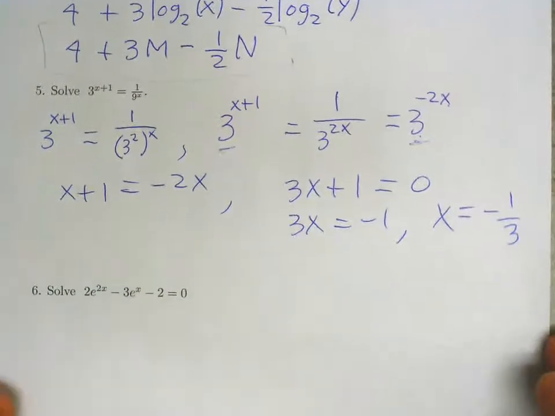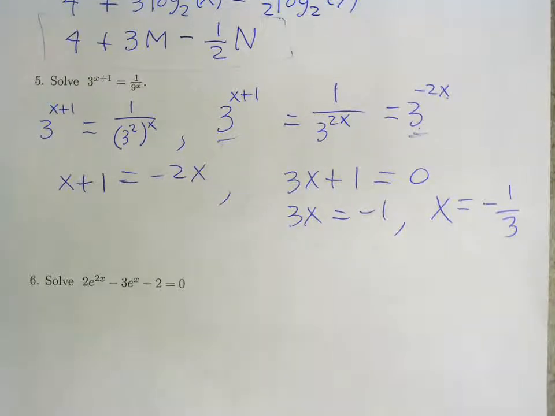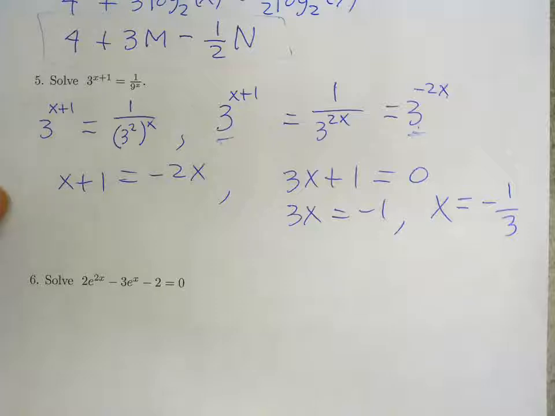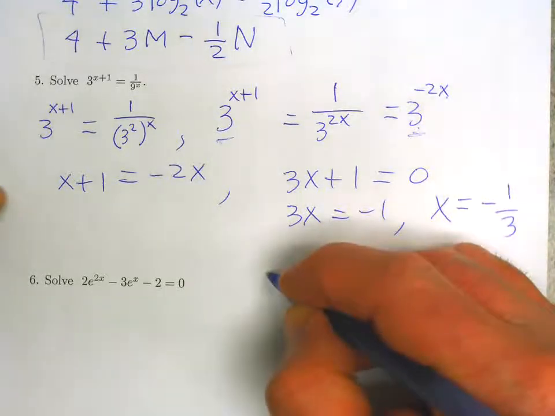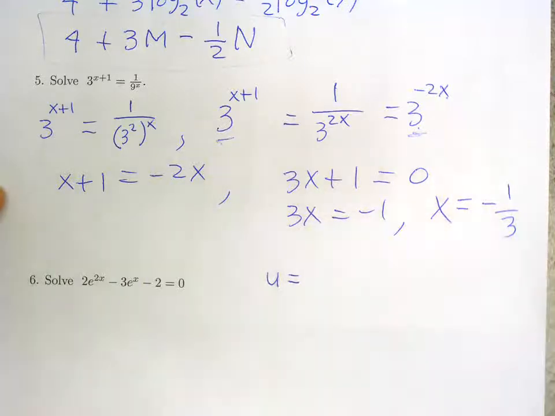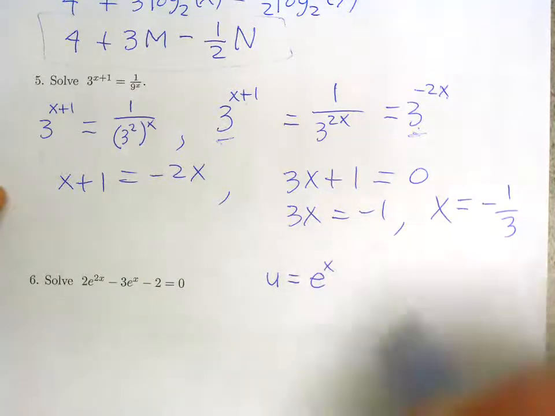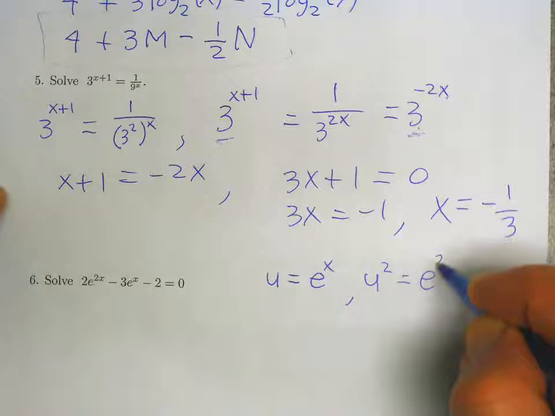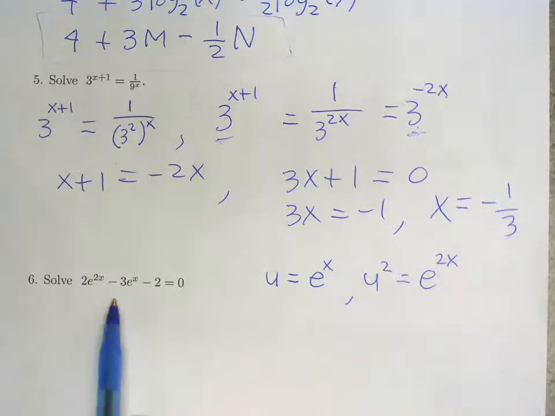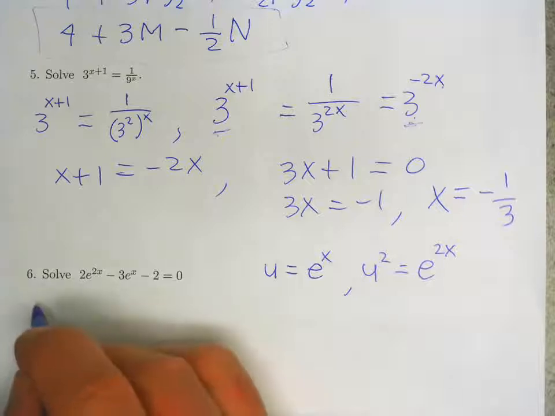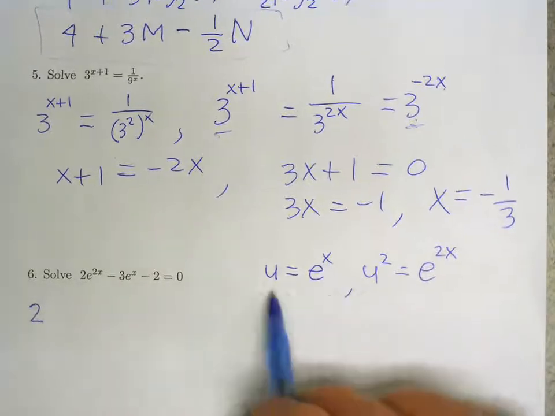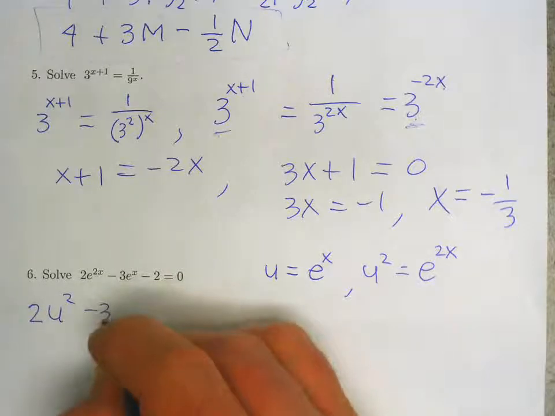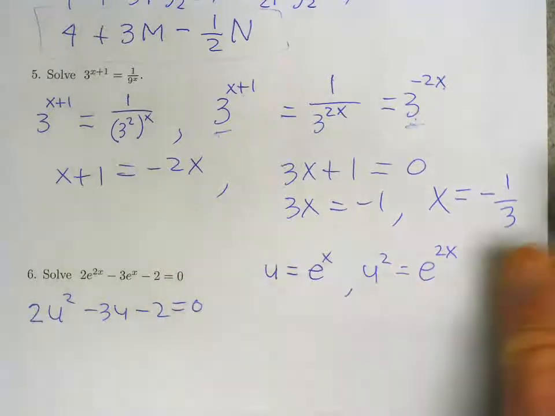Okay, solve the equation 2 times e to the 2x minus 3 times e to the x minus 2 equals 0. This is an equation that's quadratic in form. If you want, it's not required, but if you want to use a substitution like u equals e to the x, then u to the second is equal to e to the 2x. And then you can write down a quadratic equation in the variable u, 2u to the second minus 3u minus 2 equals 0.